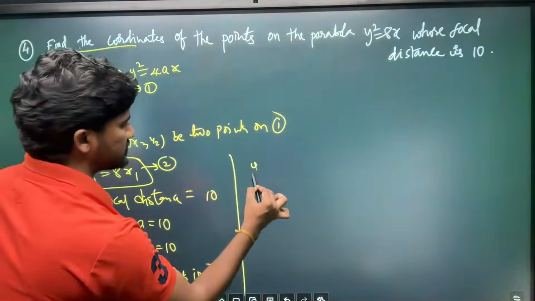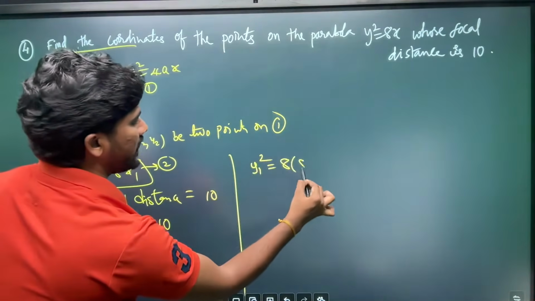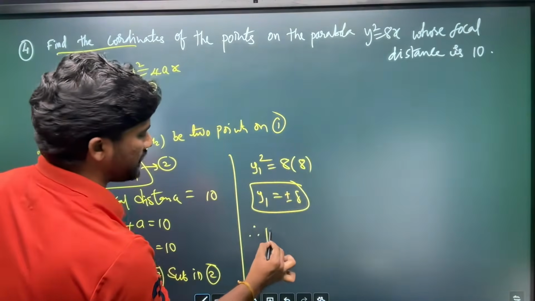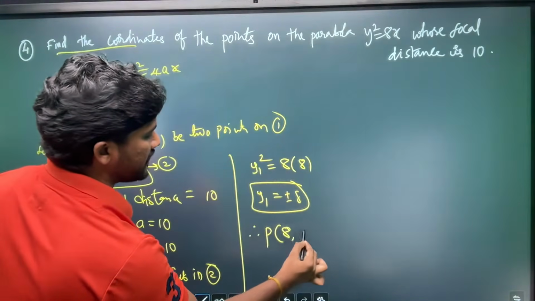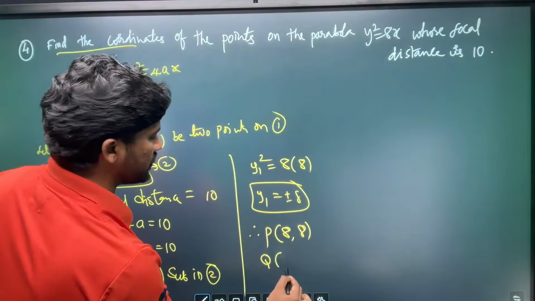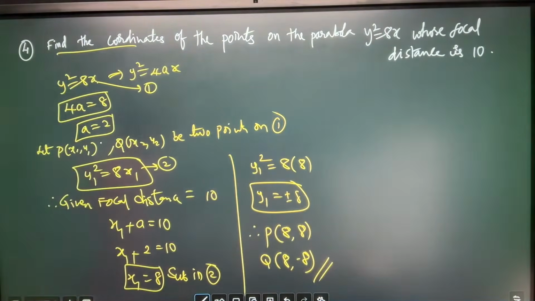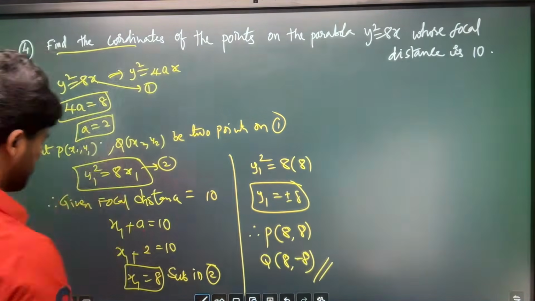Therefore y1² is equal to 8 into 8. How much? y1 is equal to plus or minus 8. Therefore P is equal to (8, 8) and Q is equal to (8, -8). The x value is the same, only the y value is changing. Minus 8 like this.